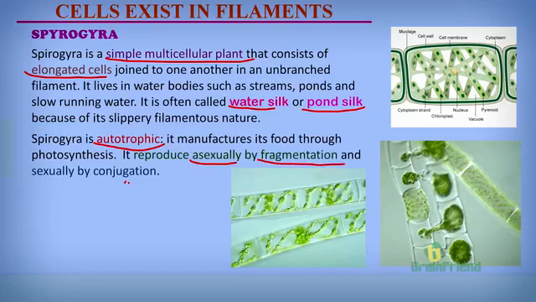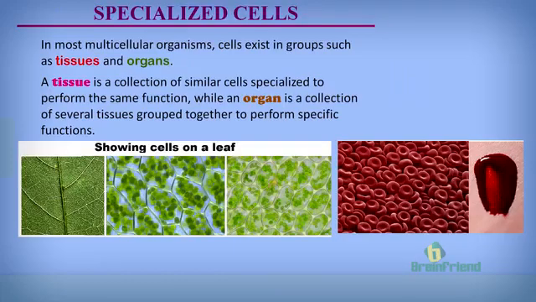It also carries out sexual form of reproduction by conjugation. In all of these cases, we have cells in different forms carrying out the basic characteristics of life as cells. At this point, we're going to be looking at the tissues, in the case where cells exist in tissues. So we have grouped these as specialized cells.